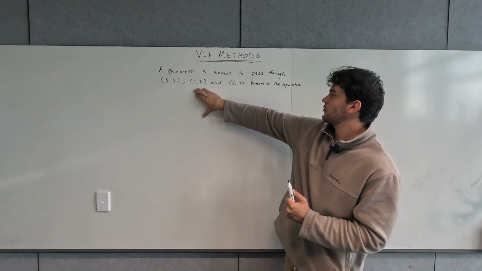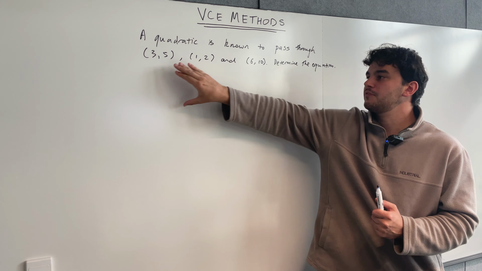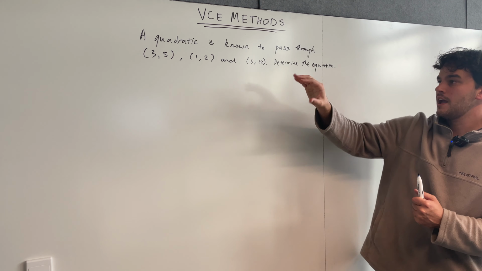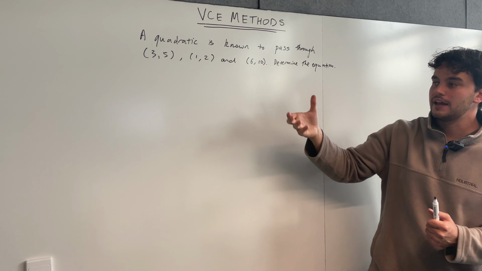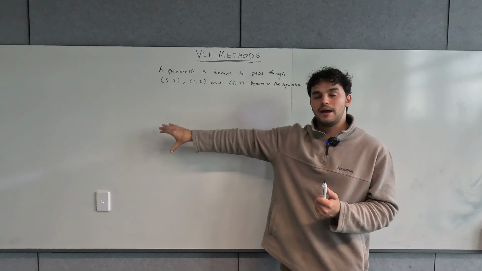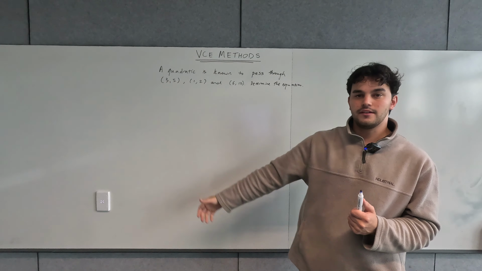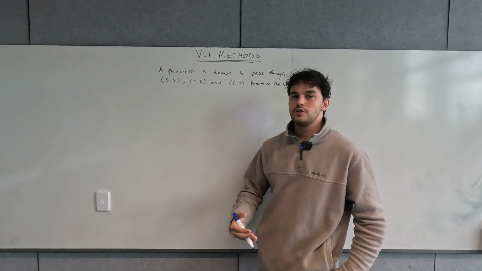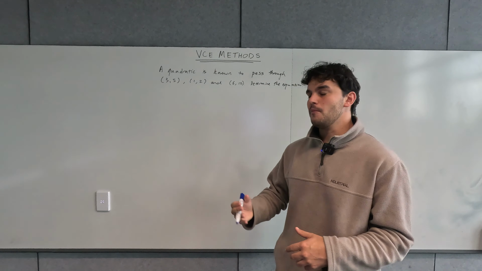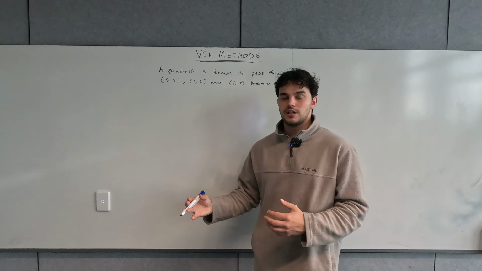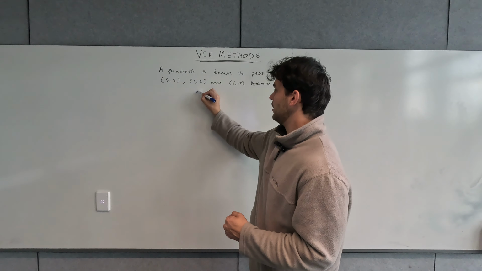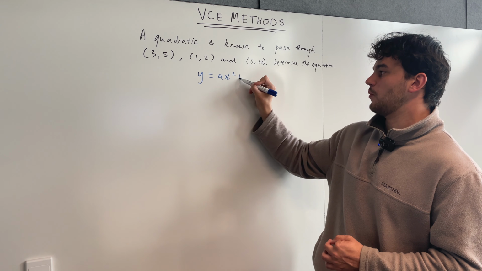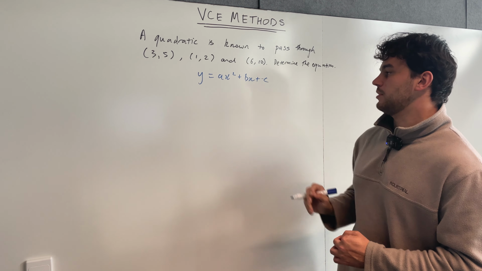So in this case, a quadratic is known to pass through the points (3, 5), (1, 2), and (6, 10), and we're asked to determine the equation. Again, there's no significance about these points. None of them are x-intercepts or y-intercepts, and none of them are turning points either. So what we do is we just use our normal expanded form. To be honest, you can actually use any form, but I just like to use expanded because it's the easiest to remember. So y is equal to ax squared plus bx plus c.